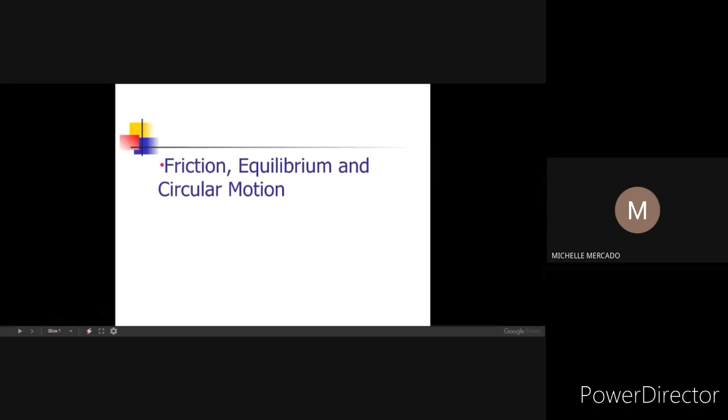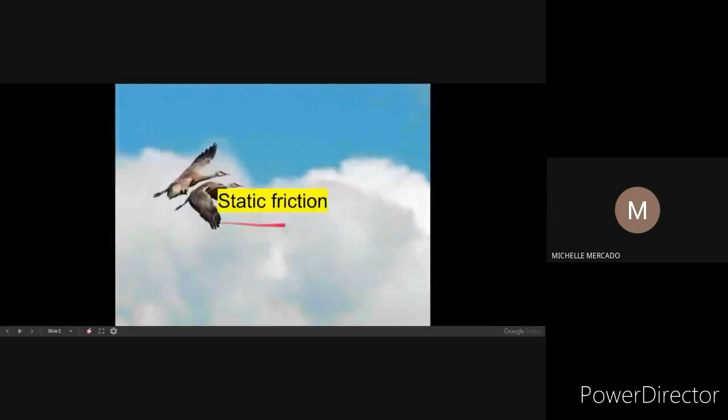Okay, so we're going to solve a problem regarding friction, equilibrium, and circular motion. First, we're going to solve a problem regarding friction, and there are two types: static and kinetic friction. Let's start with static friction.